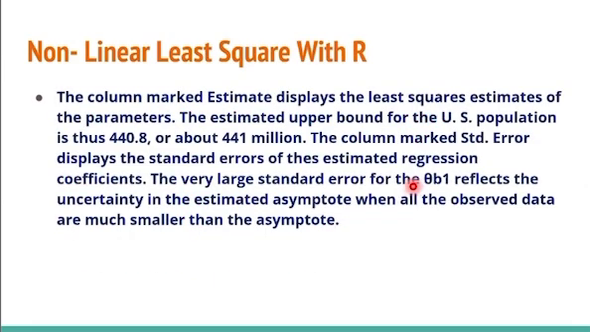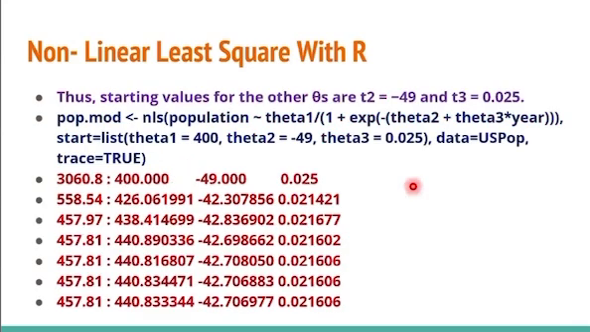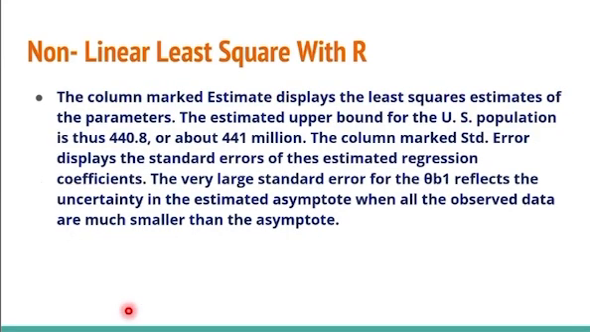And of course, the estimated upper bound for the US population is 440.8. Where do I see 440.8? Right here, the last value, which is like 441. That would be the estimation. So take a look at that. That's exactly what I have.